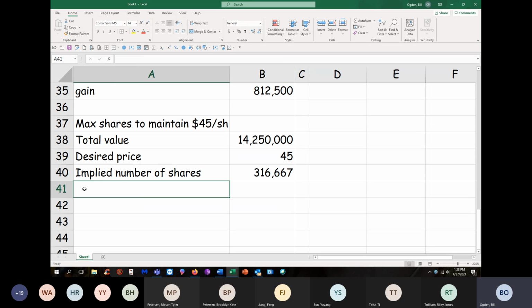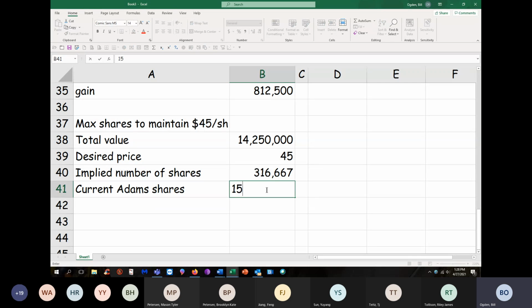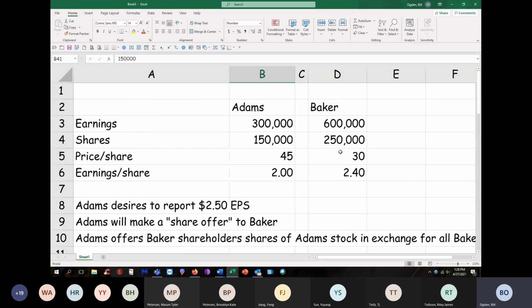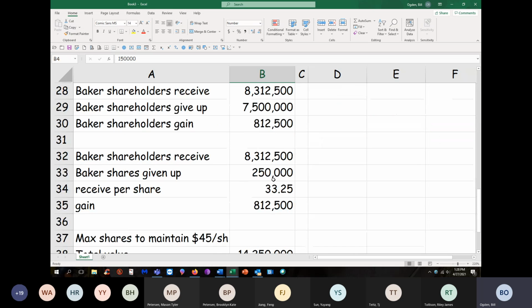So their current shares. Well, they have right now 150,000. Let's make sure that's right. There it is. 150,000 shares.